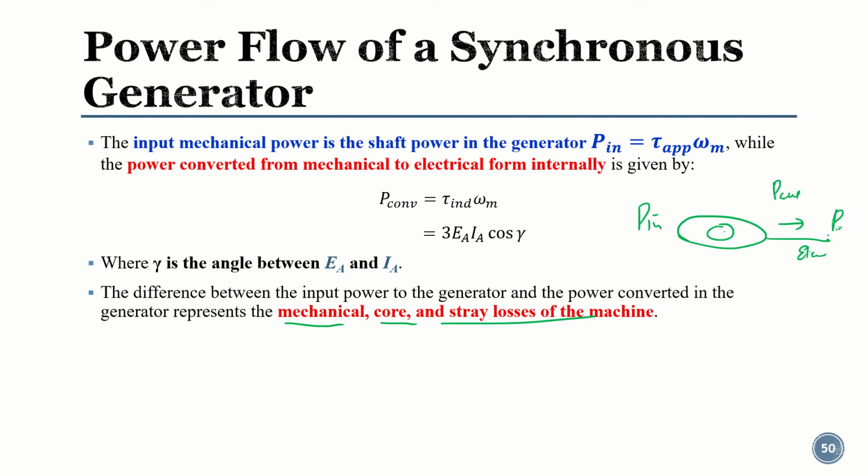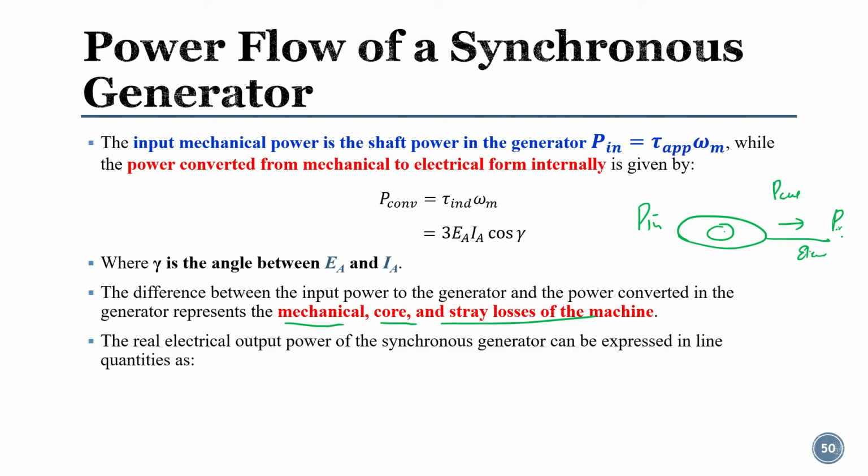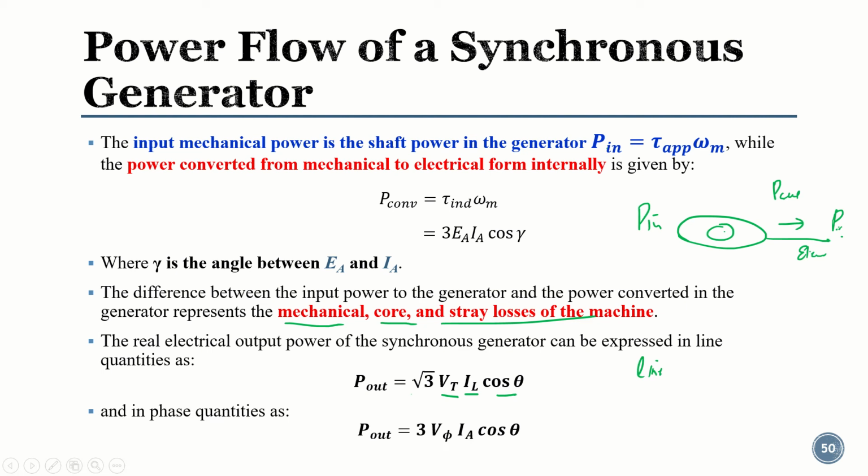Okay, so if you write the total output power, the real power, in terms of the line currents, it will be radical 3 times the terminal voltage times IL times cosine of theta. And if we talk about the phase voltage, it will be 3 times V phase times IA times cosine of theta. So this is my real power. This is for the line and this is for the phase cases. Usually we use one or the other depending on the requirement.